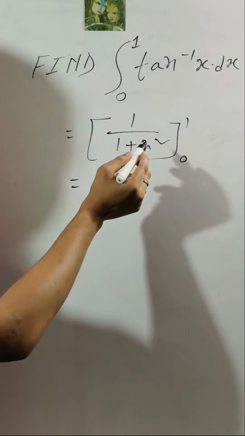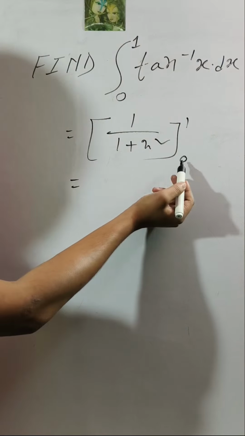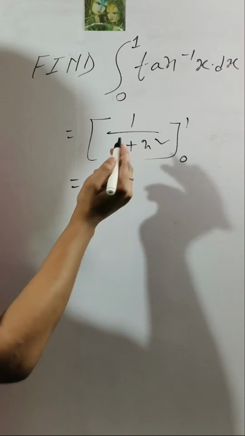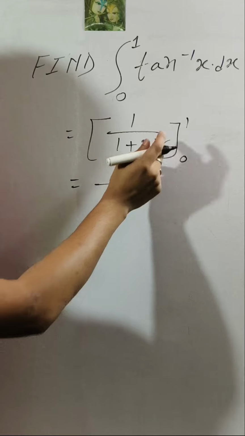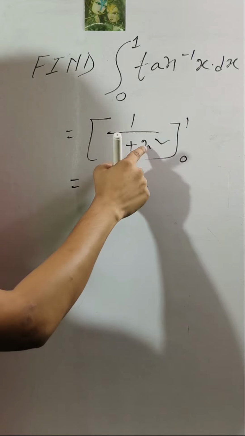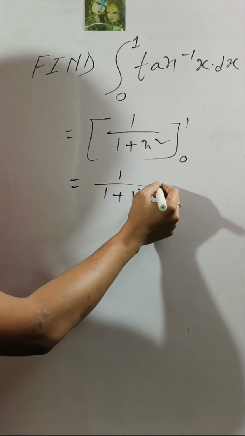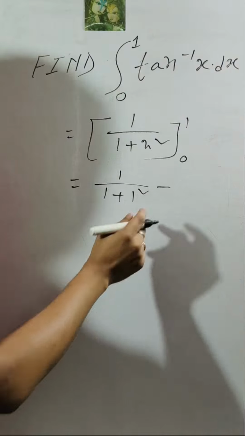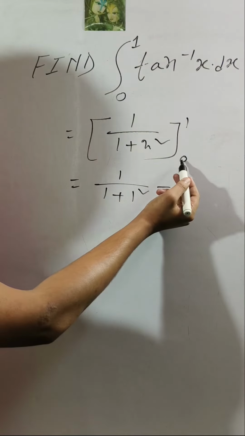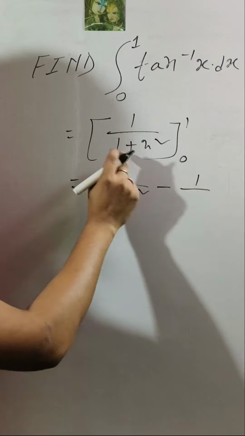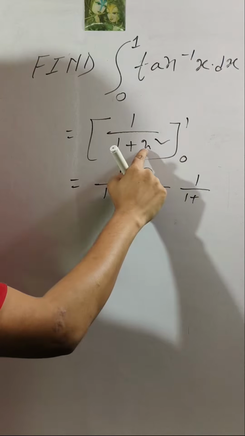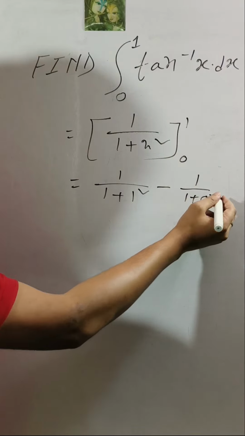At first we need to put the upper limit, and after that we need to put the lower limit. In place of x, putting the upper limit, it is 1 by 1 plus 1 square. Putting the minus sign here, and then we are going to put the lower limit, that is 0. That is 1 by 1 plus, in place of x, 0 square.